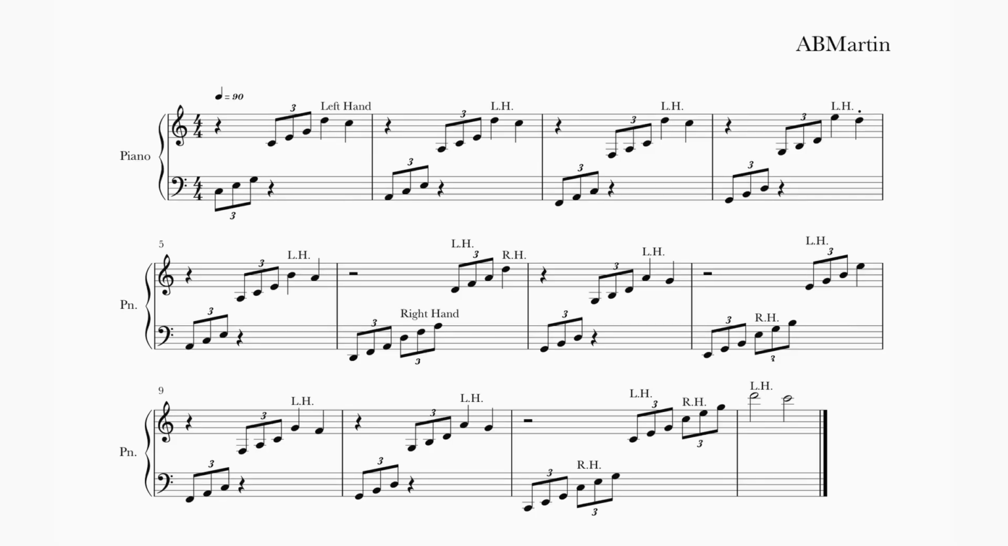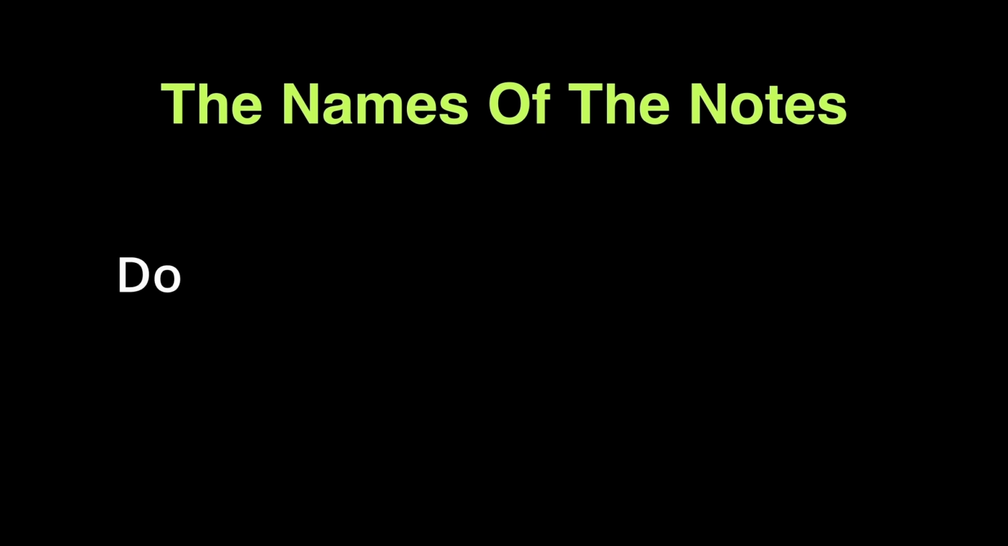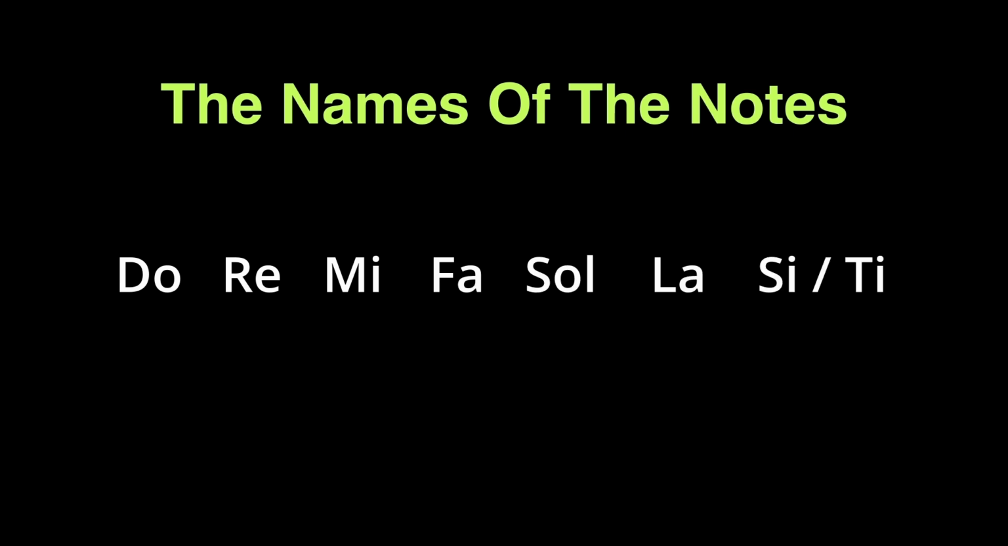So, how can we recognize what note is where on the musical staff? First, let us recap the names of the notes. Here is the Do-Re-Mi solfege system. Do, Re, Mi, Fa, Sol, La, Si, or Ti, where Si is used mainly in Latin-speaking countries, while Ti is used mainly in English-speaking countries.